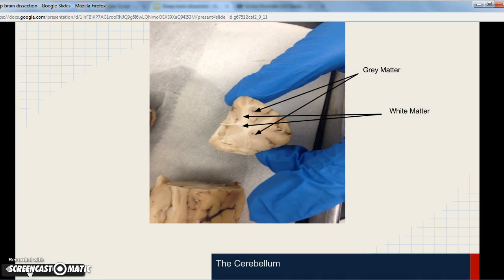You can clearly see the gray and white matter. The gray matter is darker because it's colored from the nuclei of the brain cell bodies. White matter is the tissue where messages are passed through different parts of the gray matter.